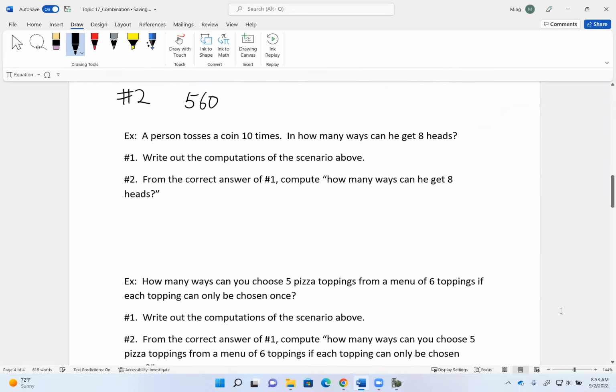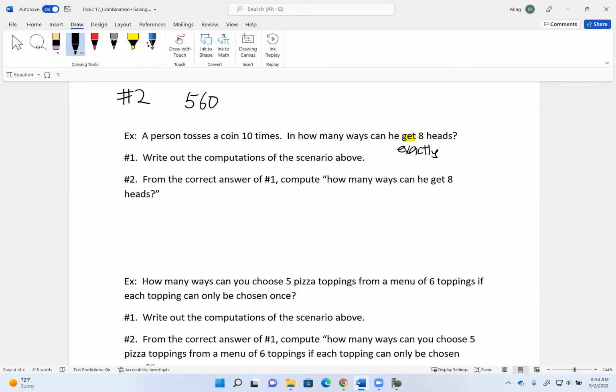So let's do some coin toss again. Okay. So we gotta be careful what this is asking. A person tosses a coin 10 times. In how many ways can he get 8 heads? Okay, so this is exactly 8 heads. It's not more than 8, it's not at least 8, it's exactly 8. I'm gonna put that right here. Exactly 8 heads. All right.